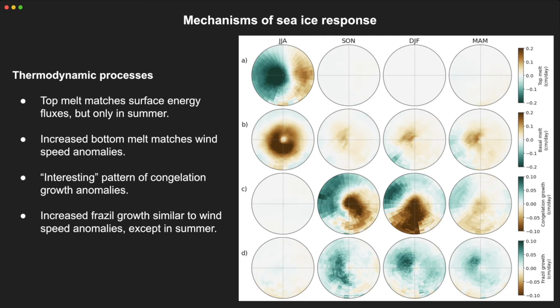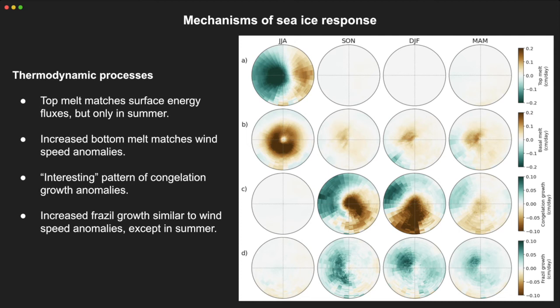And so this is the only time when the surface energy flux anomalies that we had previously can really work on the ice surface and cause it to change phase. And so this is one of the reasons why the thermodynamics drive an east-west pattern in summer, at least.